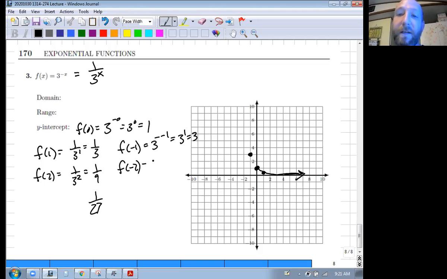-2, we'd have 3 to the -2, or 3 squared, or 9. We go back 2, we have to go up 9. When we go back 3, we'd have to go up 27. Okay. So when you make the x negative, again, it just flips your graph over the y-axis.